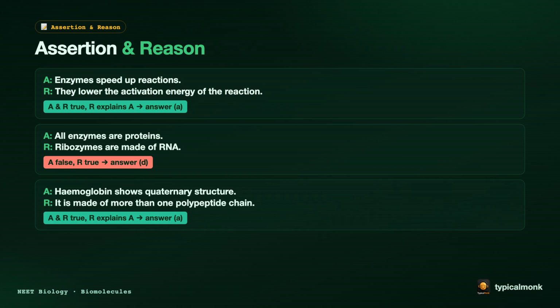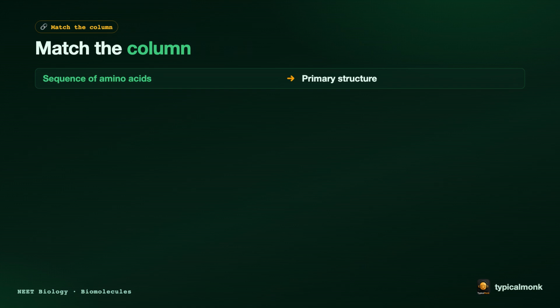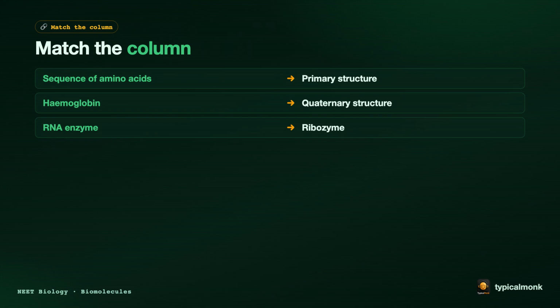Third, A: hemoglobin shows quaternary structure. R: it is made of more than one polypeptide chain. Both are true, and R explains A, so the answer is A. Now, the second drill, match the column. Make the correct pairing. The sequence of amino acids, primary structure. Hemoglobin, quaternary structure. An RNA enzyme, a ribozyme. And apoenzyme plus cofactor, the holoenzyme.